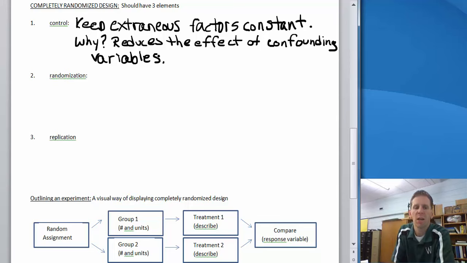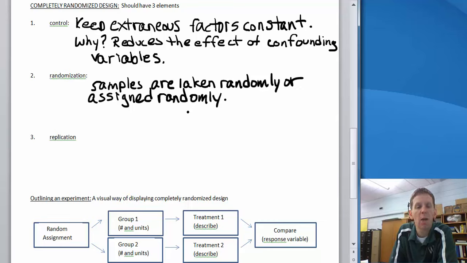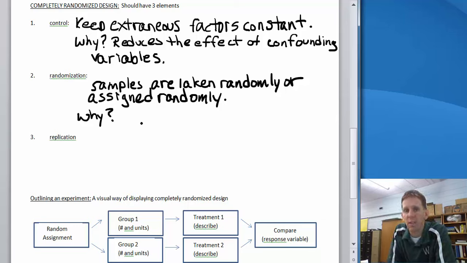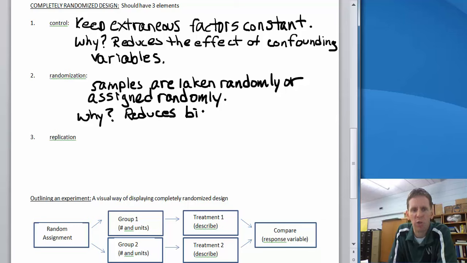The second thing that we're going to do is we're going to use randomization. Our samples are going to be taken randomly or assigned randomly. Why do we want to do this? Well, we've been talking about this recently in class. The idea that when you randomize your sample, when you don't rig the sample, load it up with people that you think may respond favorably, it makes your research better because it reduces bias. That is the sole purpose of randomization, is that it reduces biased results.